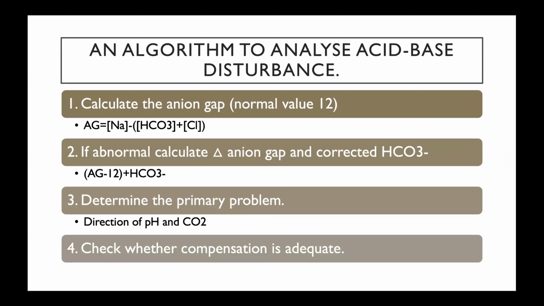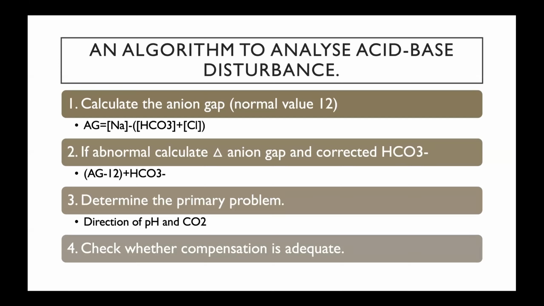Delta anion gap is the difference showing how much anion has been added. That is the delta anion gap. We have to calculate the anion gap and subtract 12 from it. That is the additional acid that has been added. Then you add that to the present bicarbonate level to know what has happened to bicarbonate when the patient was admitted. Before developing anion gap acidosis, what could the bicarbonate level have been?